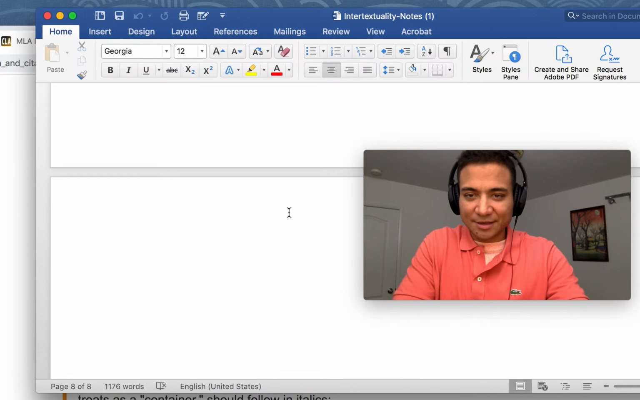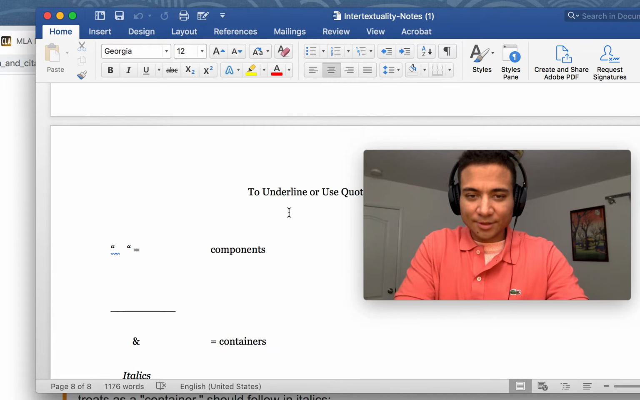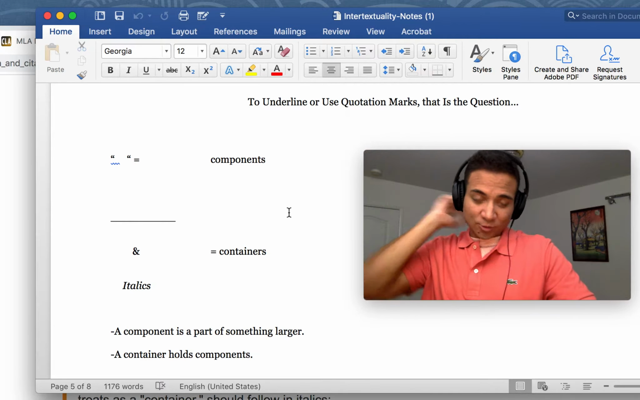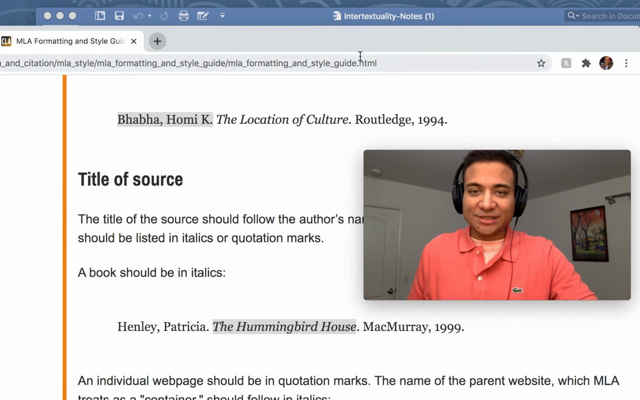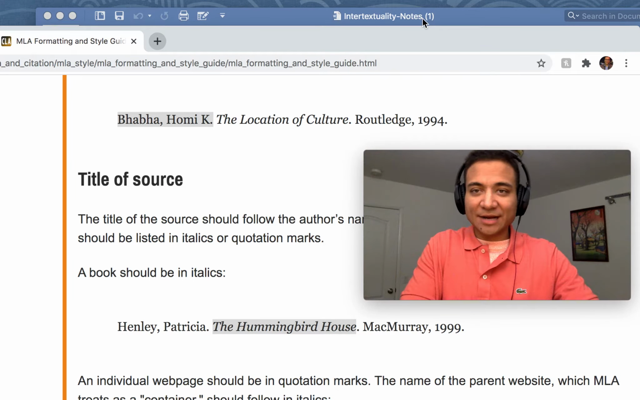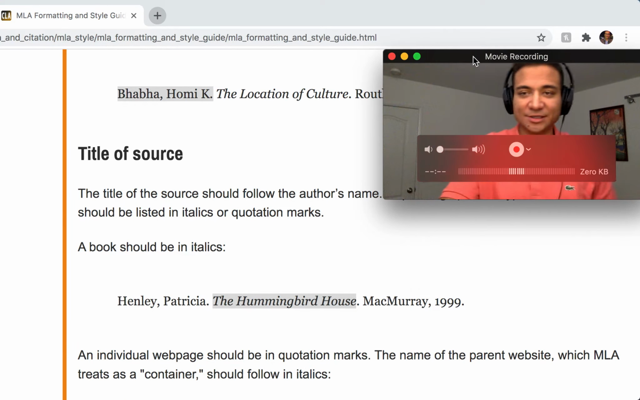Okay, we were talking about that way when we started, right? Here we go. So when you underline or italicize, that's a container. So therefore, we're saying that the hummingbird house is a container. Therefore, it's potentially a book, right? It can't be an article because an article is a component.